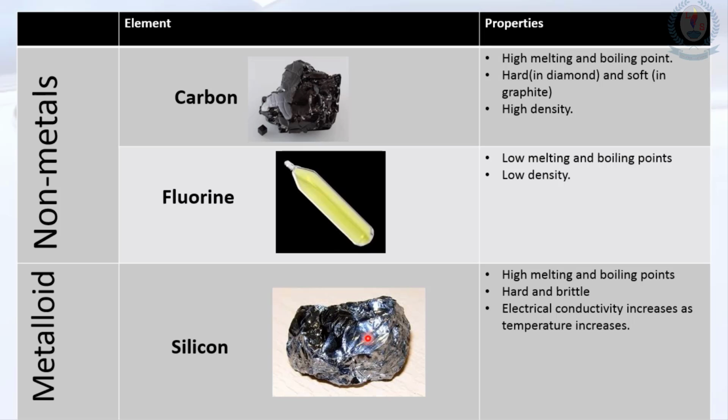Okay, so this is an image of silicon. So what are the properties of silicon? Yes, they have high melting and boiling points, and they are hard and brittle. And there's a special property: these metalloids can conduct electricity more easily as the temperature increases. Okay, so we have learned about three metals and their properties, two nonmetals and their properties, as well as metalloids and their properties, right?